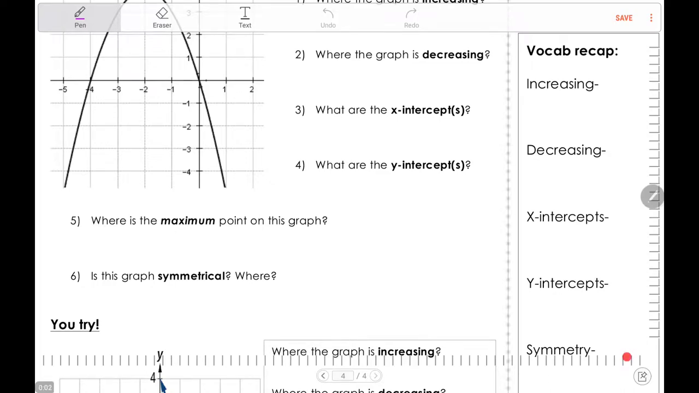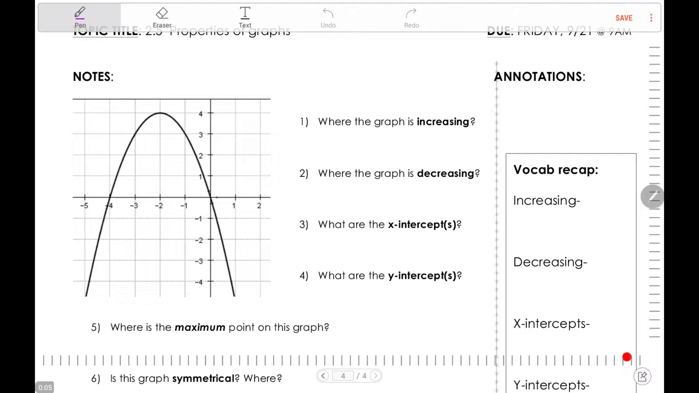Alright guys, so this video is properties of graphs, and we started talking about specific vocabulary words. While we know what those vocabulary words mean, I want to specifically go over how we write it when we're analyzing properties of graphs. So increasing means we're going up. But when we're talking about where a graph is increasing, we write it using the x values. And we read it from left to right.